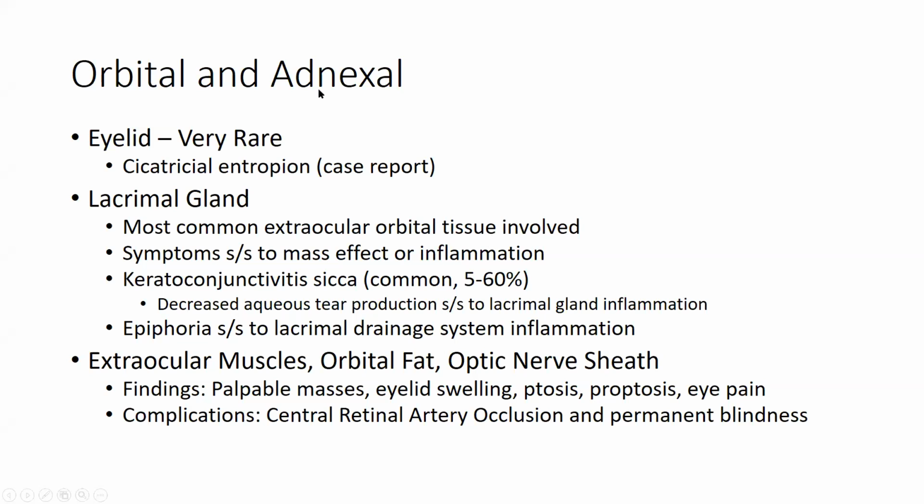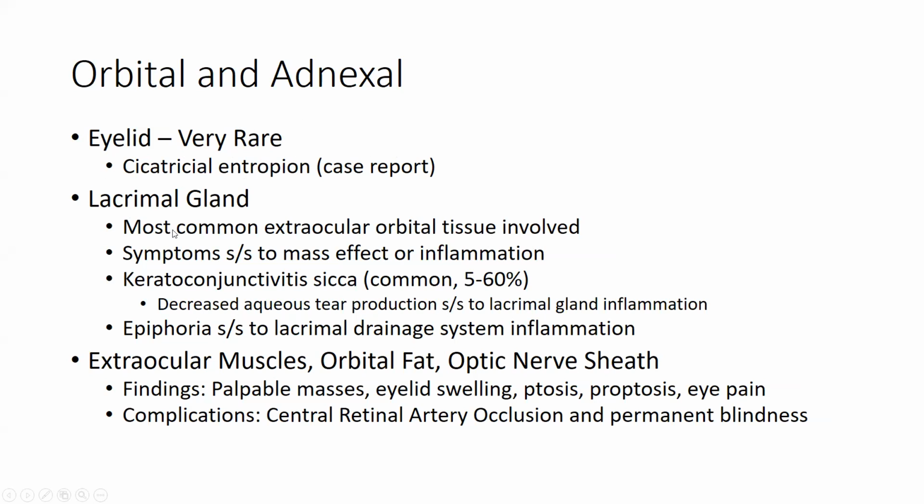Moving on to orbital and adnexal issues with sarcoidosis. Eyelid involvement is very, very rare. I actually have a picture of the cicatricial entropion, which is basically where scar tissue forms that causes the eyelid to invert in, causing the lashes to rest against the cornea. As you can imagine, quite a significant issue for patients, but this is so rare that there's only really been a few case reports about it.